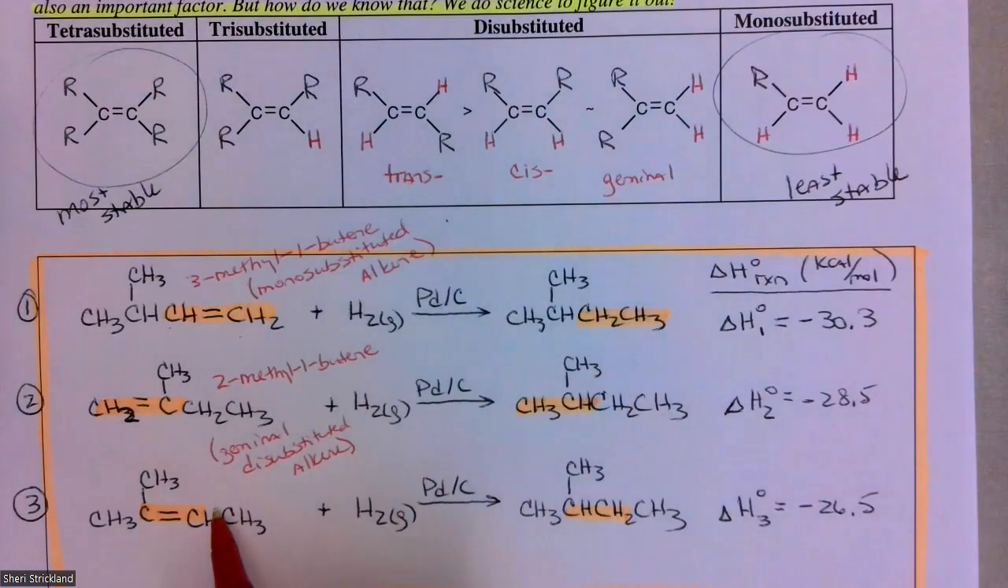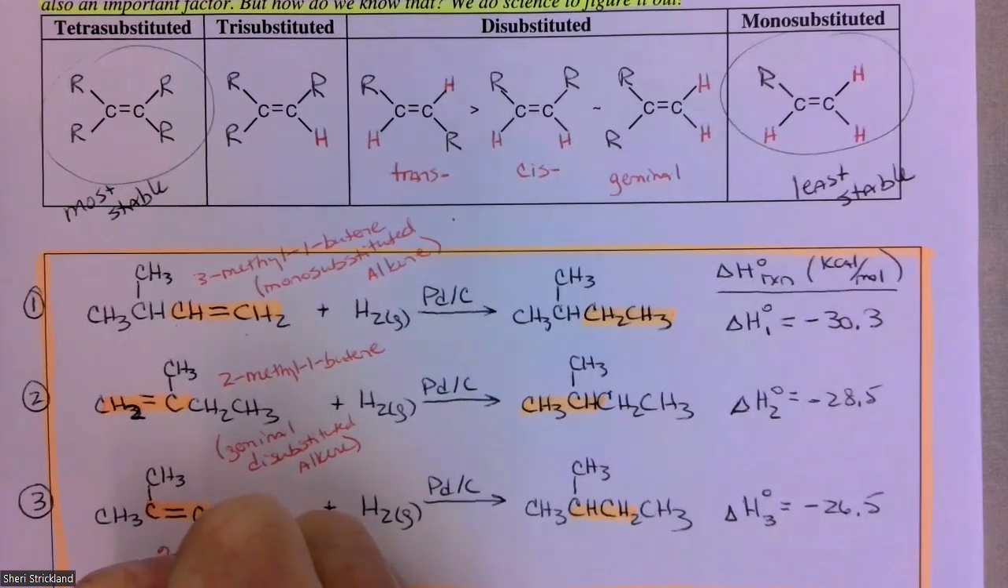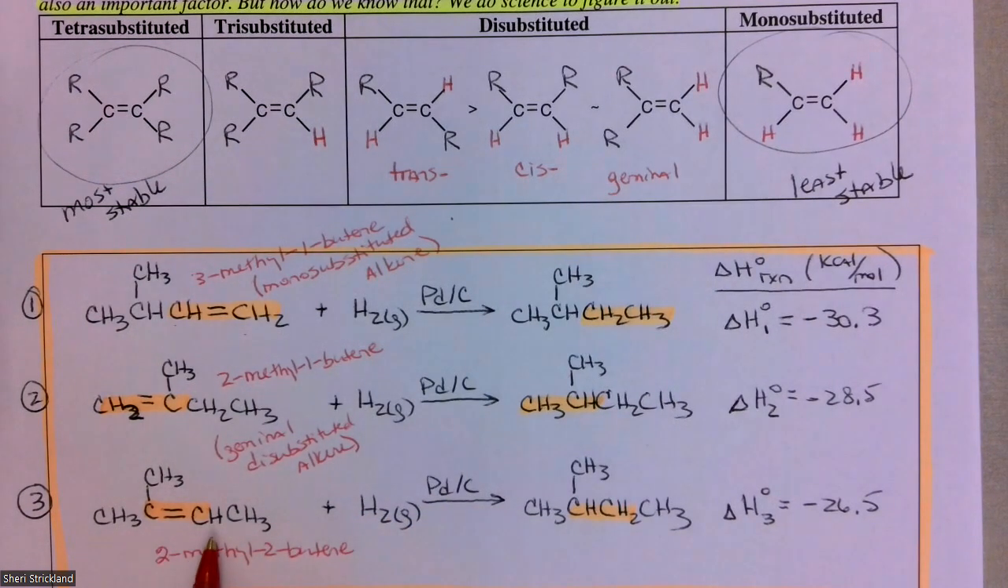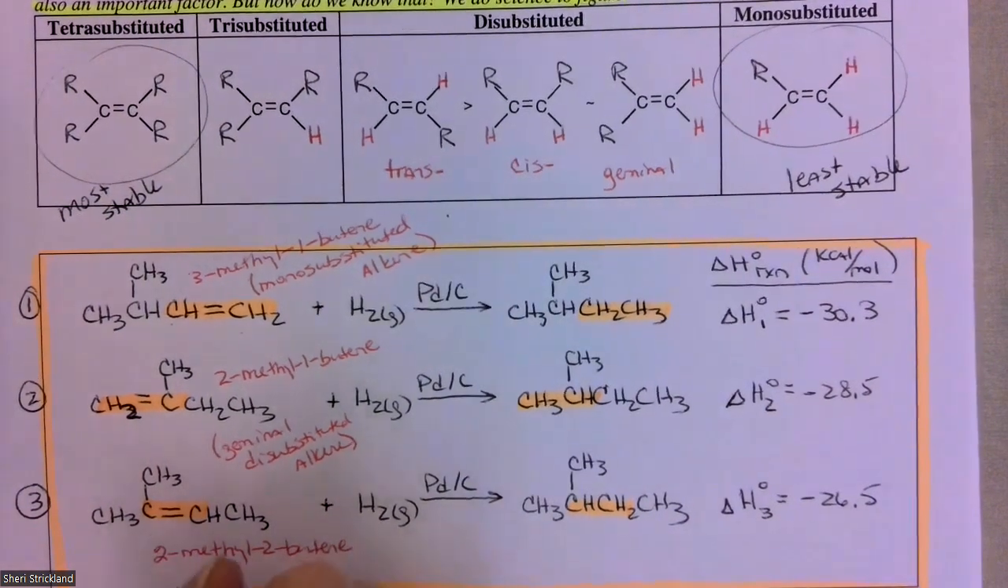And then this one down here is 2-methyl-2-butene. And it's actually a trisubstituted alkene. See, there's one hydrogen there, but three carbons.